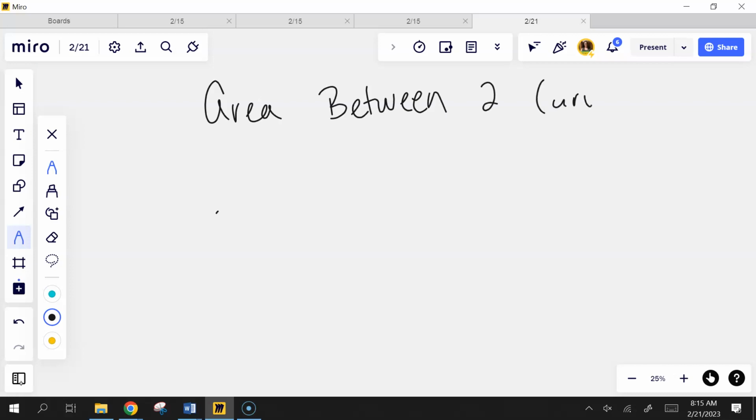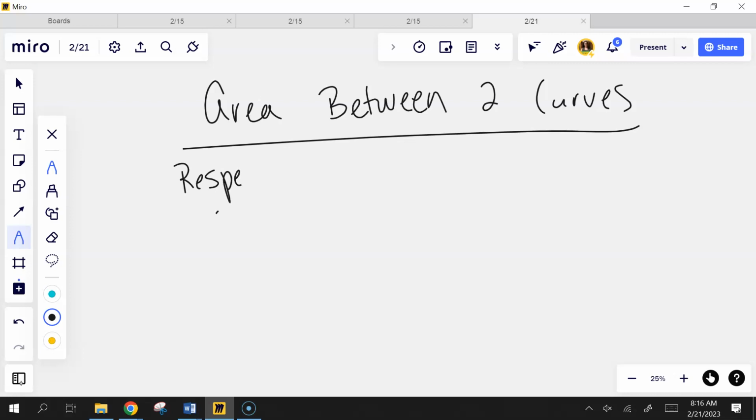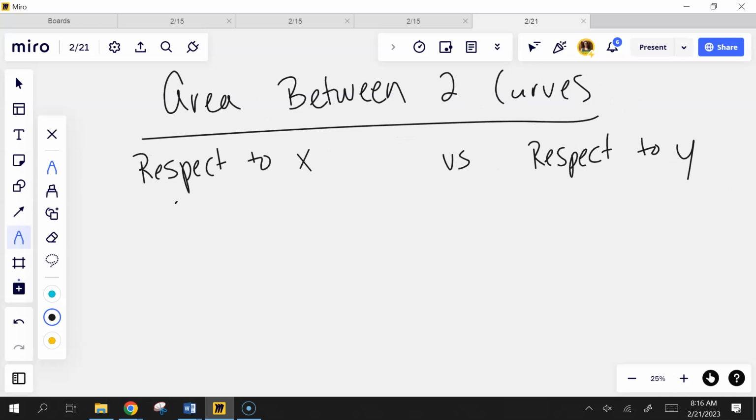Two curves. All right, two ways we can do this, and I'm just gonna outline, give you step by steps, and we'll work some problems. I think that'll be easier with this because we kind of already touched on it. So I can do this two ways. I can do it with respect to the x-axis or with respect to the x variable, or I can do it with respect to the y-axis.